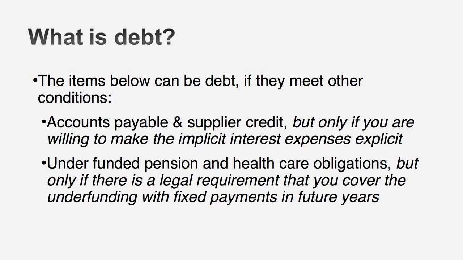If you're willing to make those implicit expenses into explicit expenses, then you can treat accounts payable and suppliers credit as debt, but that's really difficult to do. It basically means you got to go through the cost of goods sold and tell me how much you lost in discounts because you used that credit. And if you're up for that, then I'm up for treating supplier credit and accounts payable as debt.